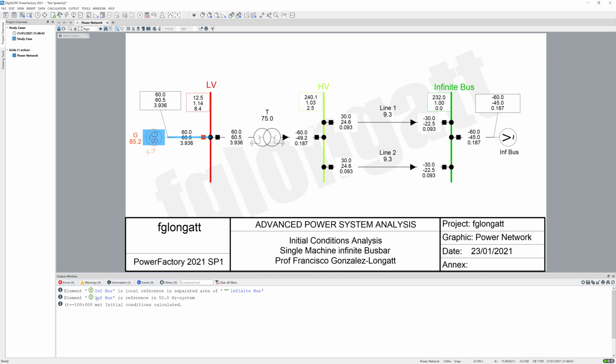What you can see over here is that PowerFactory is telling you we have a local reference, and that local reference, as you can see over there, is the infinity bus bar. The system frequency is 50 Hertz, no problem. And then PowerFactory tells you at t equal minus 100 milliseconds, the initial conditions were calculated, okay? And that is true. PowerFactory internally calculates the initial conditions.